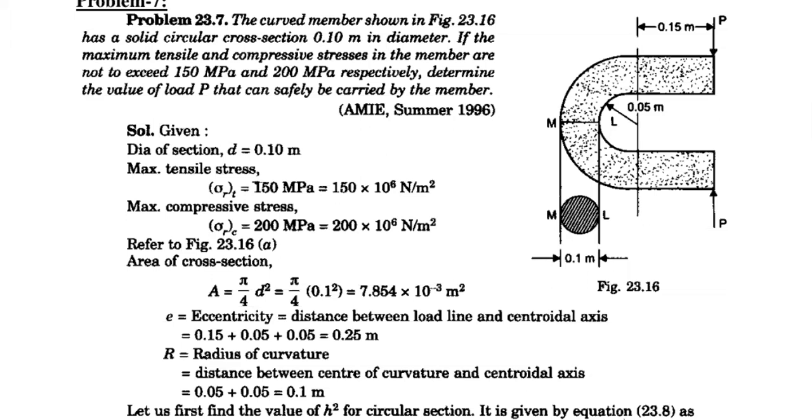Is there any difficulty? Very, very easy. Just observe the cross section. That is the only thing. Observe the cross section, calculate the area and calculate the square values. Half of the problem is over.